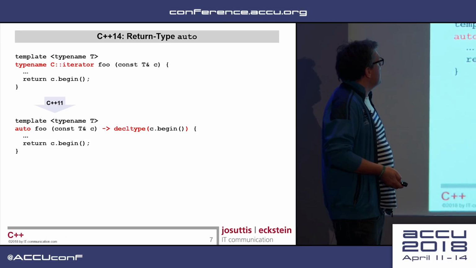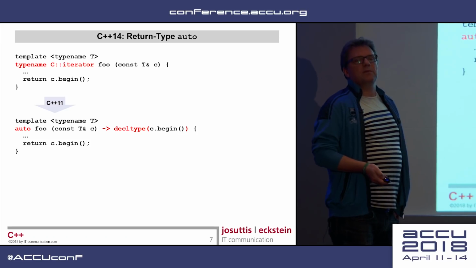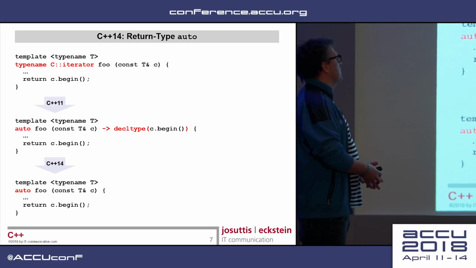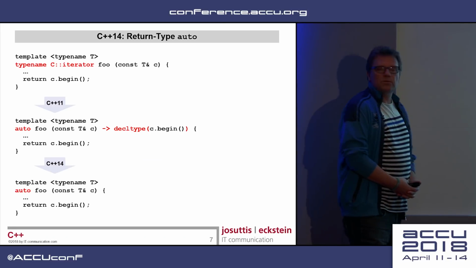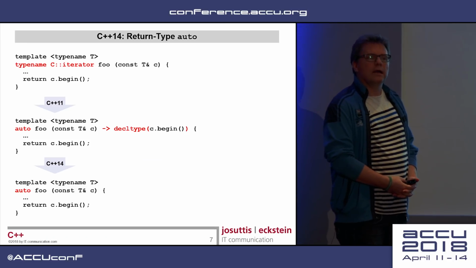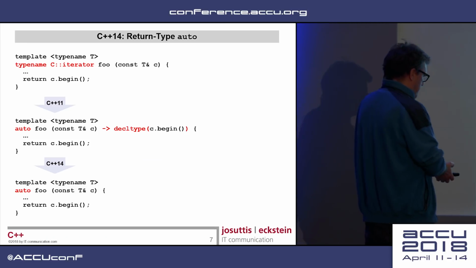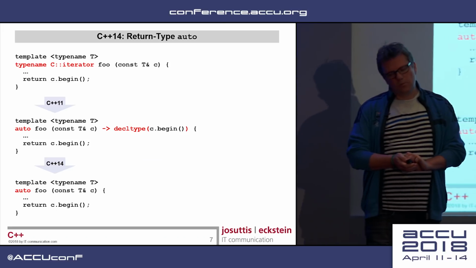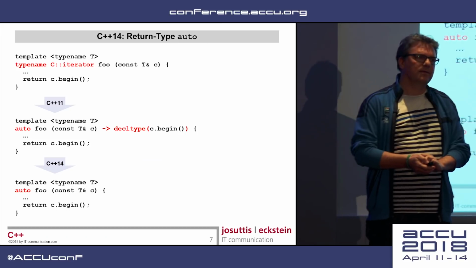Which immediately raises the question, why do I have to write the same expression twice? So in C++14, of course, we introduced just using auto and no longer specifying the return type ourselves. This raises a couple of interesting questions regarding style guides.